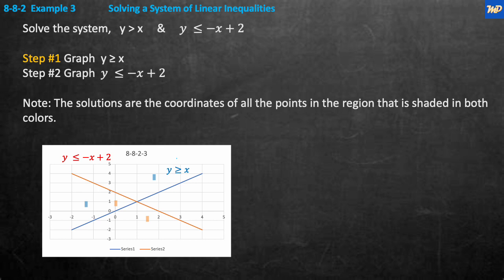This should be, because I'm looking at the graph down here, greater than or equal to, okay? Because if I look down here, both of these lines are solid, and it says greater than or equal to, so excuse me, there's a little bug in here. So those are the two equations. So step 1 is graph y is greater than or equal to x.